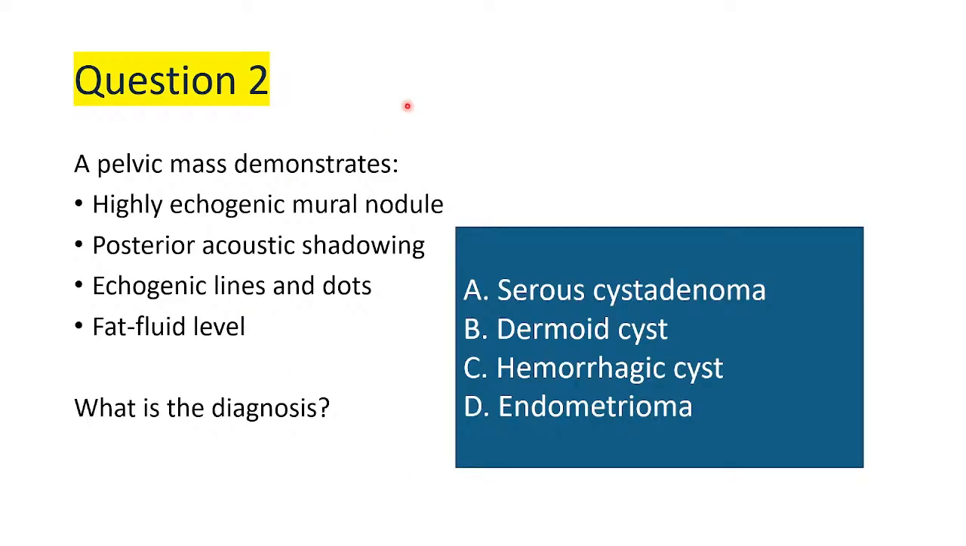Question number 2. A pelvic mass demonstrates highly echogenic mural nodule, posterior acoustic shadowing, echogenic lines and dots, fat-fluid level. What is the most likely diagnosis? A. Serous cystadenoma. B. Dermoid cyst. C. Hemorrhagic cyst. D. Endometrioma.